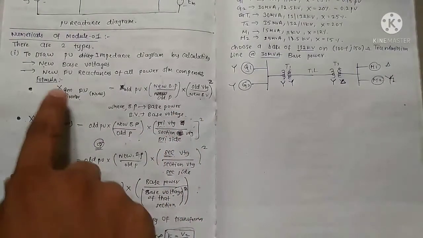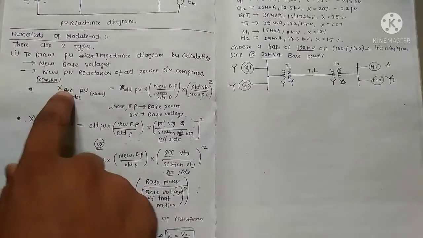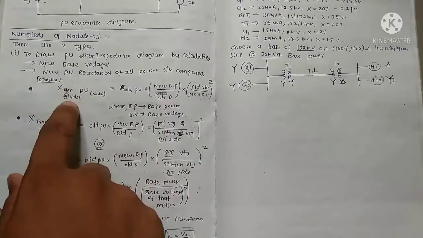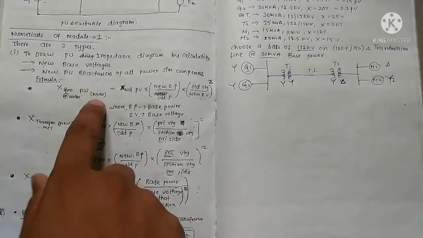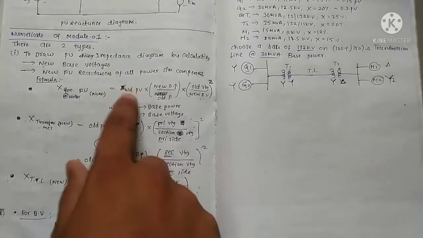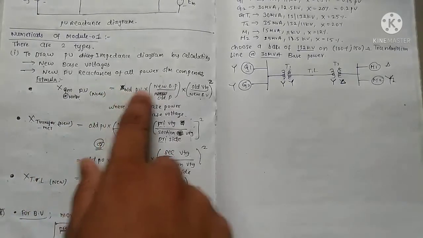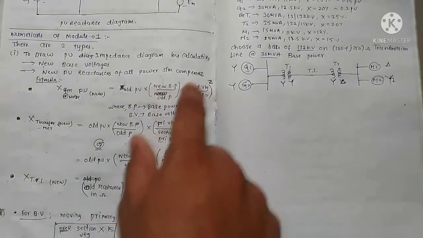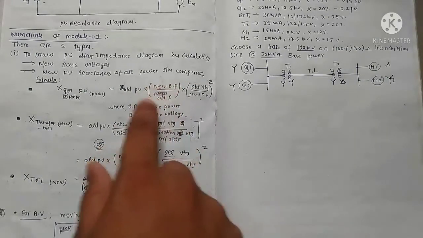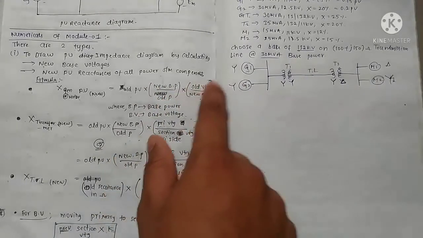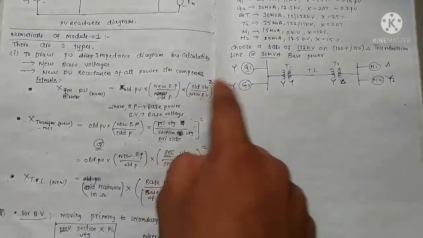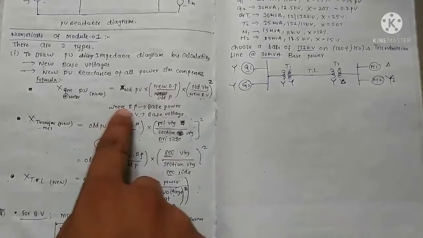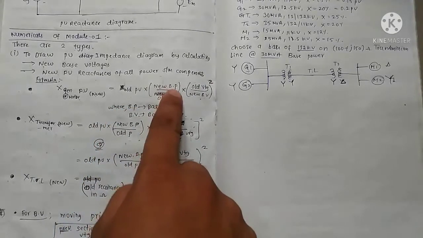First, the reactance for generator and motor: per unit new is equal to the old PU, which they will give in the question, multiplied by new power divided by old power, times old voltage divided by new voltage, whole squared. This is the power section, this is the voltage section. Here BP is what I abbreviated for base power.